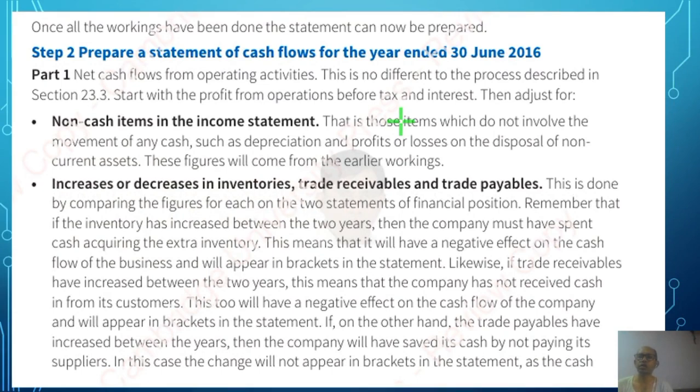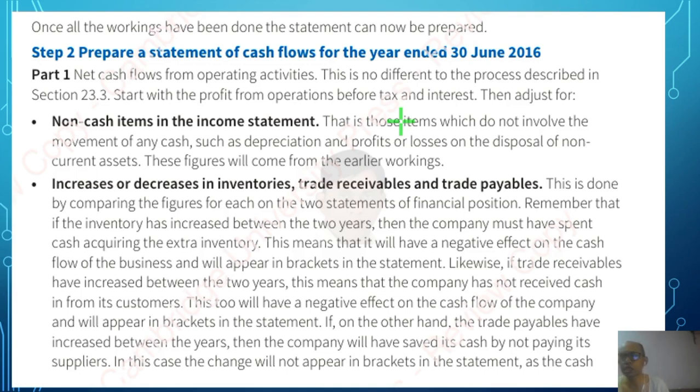Second step: once all the workings have been done, the statement can now be prepared. Step 2. Prepare a statement of cash flow for the year ended whichever. Net cash flow from operating activities is no different to the process described in section 23. Start with the profit from operations before interest and tax. Then adjust for non-cash items in the income statement. These are items which do not involve the movement of cash, such as depreciation and profit or loss on disposal of non-current assets. This figure will come from earlier workings.